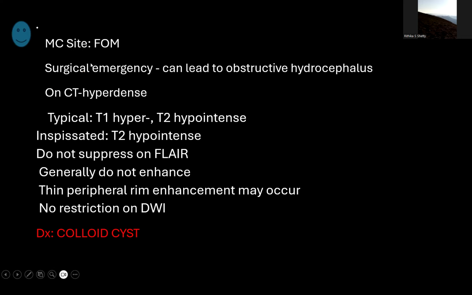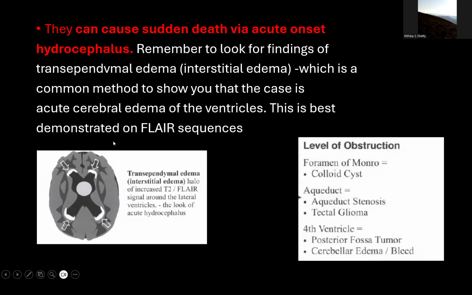Again, I have asked this in the exam. That is, the location: foramen of Monro. T1: it is hyper. Till now, most of the cysts which we studied, other than white epidermoid, were hypo on T1, and neuroenteric also. So this is hyper on T1. T2 hypo, does not fully get suppressed by FLAIR. No diffusion restriction. But the important thing to remember is it is an emergency because it can cause obstructive hydrocephalus.